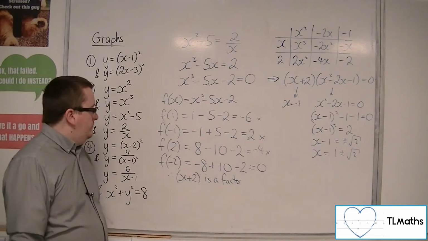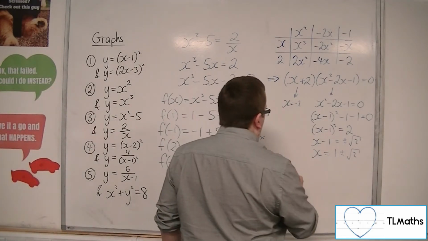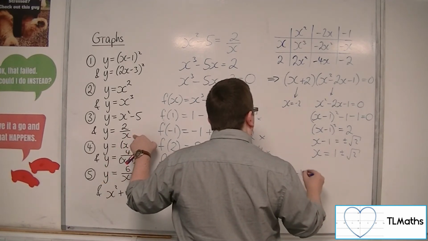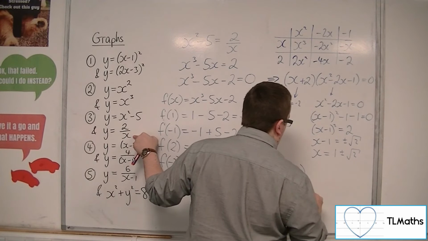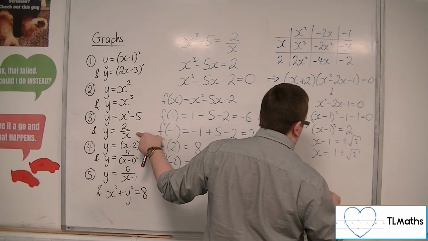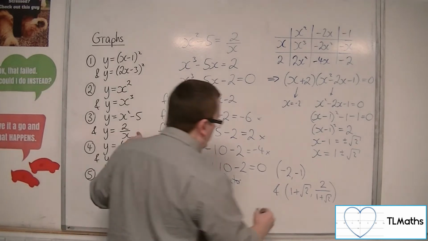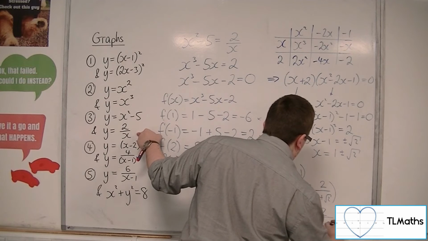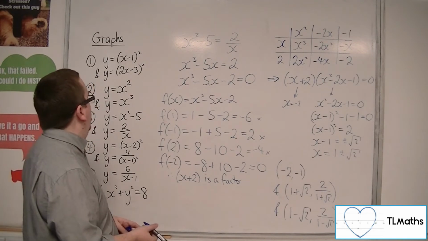So, in order to find the y coordinates for this, we would have minus 2, 2 over minus 2 is minus 1. And we've also got 1 plus root 2, and the y-coordinate would be 2 over 1 plus root 2. Now you could rationalise the denominator for that if you wanted to. And 1 minus root 2, the y-coordinate is 2 over 1 minus root 2. Okay, so they are my intersection points.